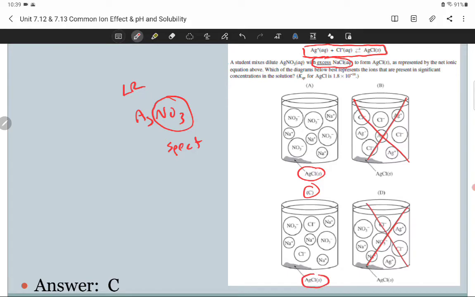What's the difference between A and C? Let's erase some of this stuff here. Oh, I guess we already know the answer is C. We have Na pluses and NO3 minuses, but in C, we also have chloride. Remember that it said NaCl was excess, so we better have excess chloride, and that's how we got to C.